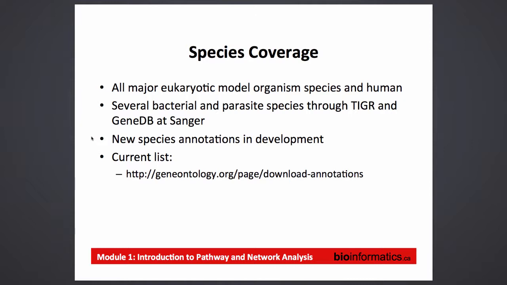GO covers a lot of species, and the information about the species is initiated by species-specific databases. There's a lot of information about human, and a lot of information about model organisms. There are some bacterial and parasite species through TIGR and so on. And then the Ensembl database takes good care of annotating further species for which they have genome sequences available, to have even more data from GO.